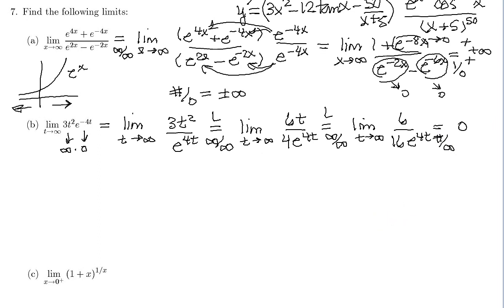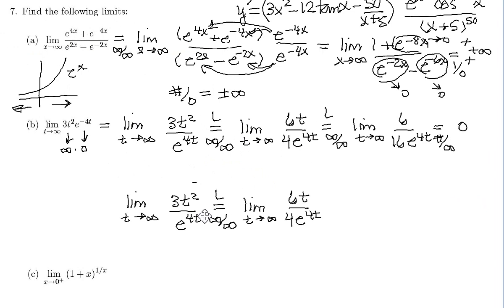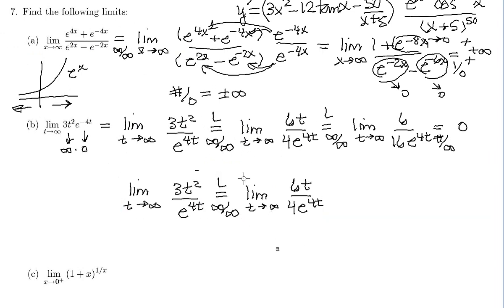So this limit is 0. And then just remember your limit signs in here. These two limits here, those are equal. But if I take the limit signs off, then those are no longer equal to each other, right? 3t squared over e to the 4t is not equal to 6t over 4e to the 4t. Their limits are equal, but the expressions are not. So don't forget your limit signs when you do L'Hopital's rule.